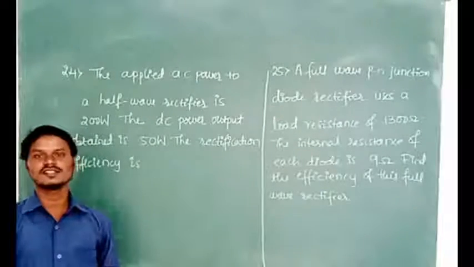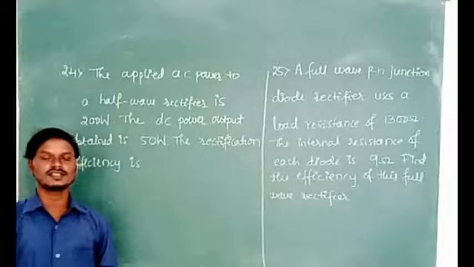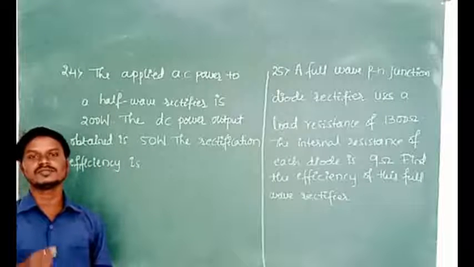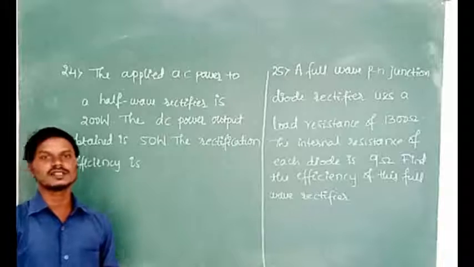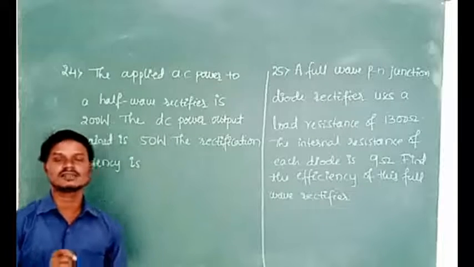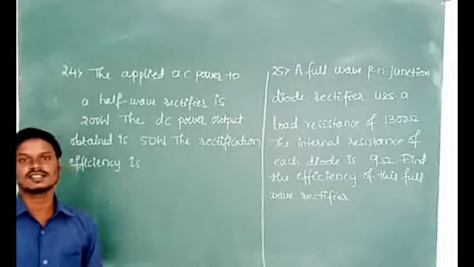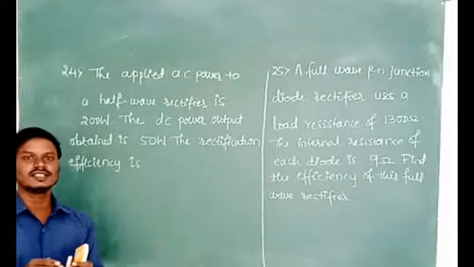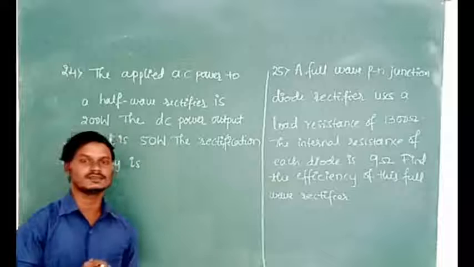Good morning students, and now we are going to solve some exercise questions related to the rectifier. Before that we have to know what we mean by rectifier, rectification, and types of rectifier. A rectifier is a device which converts alternating current into direct current, that is DC. The PN junction diode is used as a rectifier.